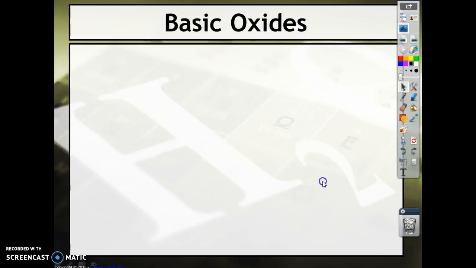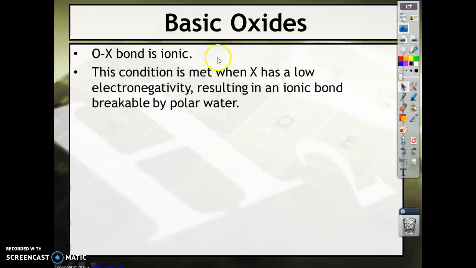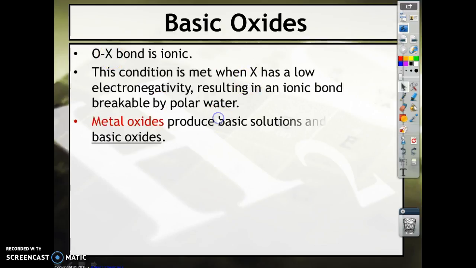out in front. Okay, so what about a basic oxide? This is when something's ionic. And this happens when X has a low electronegativity, because we're talking about a metal here, resulting in some sort of ionic bond that will dissociate in water. These typically make basic solutions, and we call those basic oxides. So here are some examples.